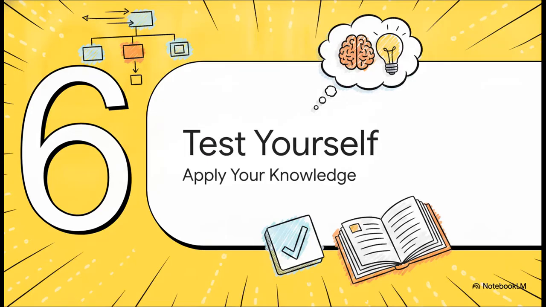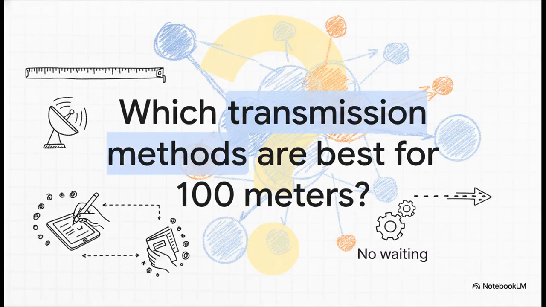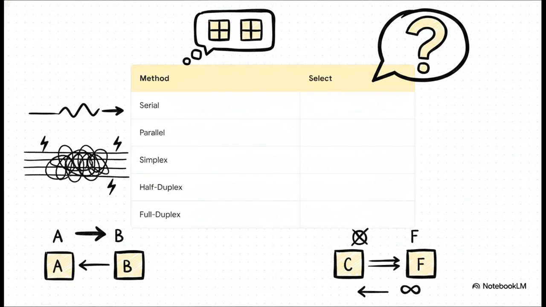Finally, section 6, test your knowledge. Okay, let's put you in the hot seat with a real-world scenario. Rory is sending data to a server 100 meters away. He needs absolute accuracy over this long distance, and crucially, he must be able to read and write to the server at the exact same time without waiting his turn. So, based on what we just covered about distance, data skewing, and traffic rules, which two transmission methods are his absolute best option? Take a second and think about it.